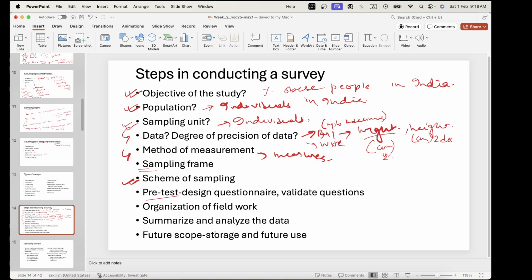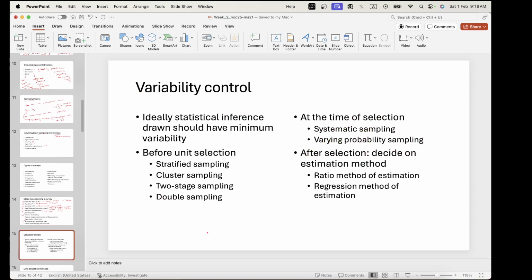So that is the thing, and then you just need to summarize and analyze, and then if possible you have to store and use this data for future use. All right, so this is also something that we need to take care of. And ideally, the inference that we draw from this sample that we've collected should have minimum variability.